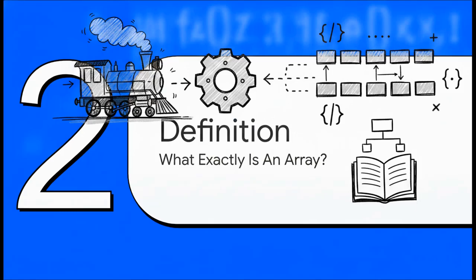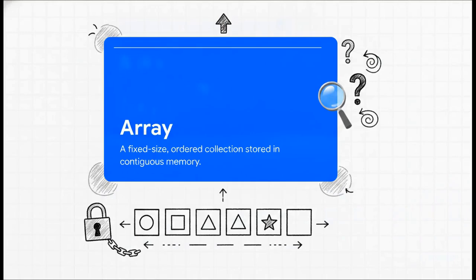Section 2. What exactly is an array? Okay, so here is the formal textbook definition. An array is a fixed-size, ordered collection of elements of the same type, stored in contiguous memory. Now, I know that sounds like a bunch of dense technical jargon just mashed together, but don't sweat it. We're going to break down exactly what these words actually mean, because understanding these specific traits is the real secret to mastering how arrays work.